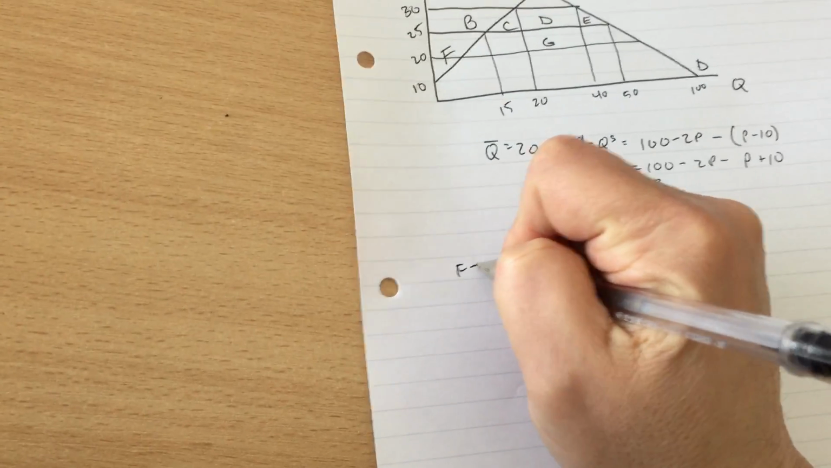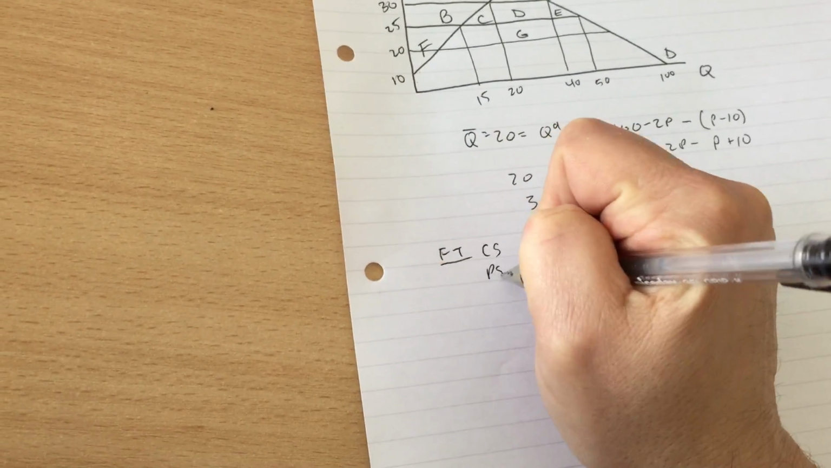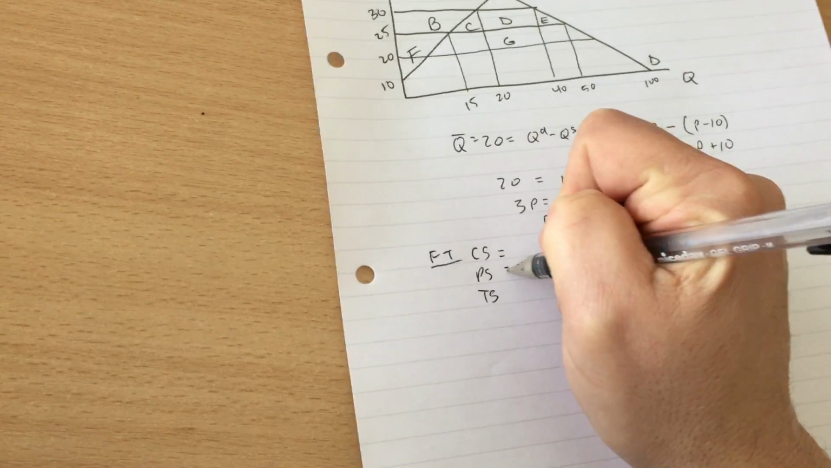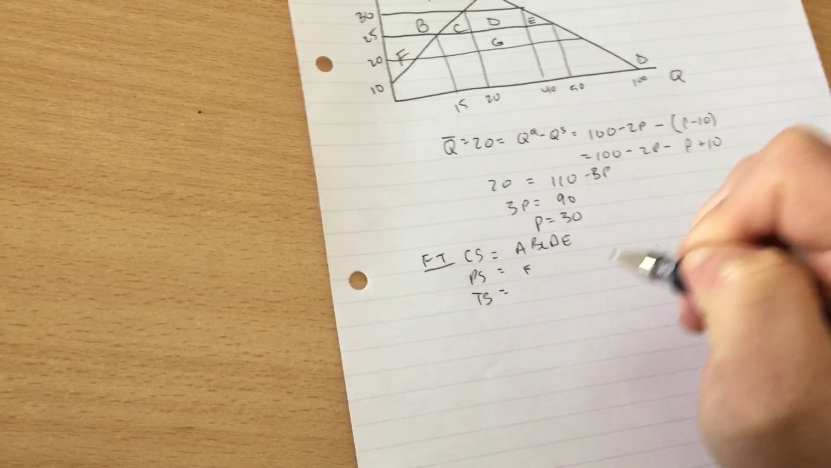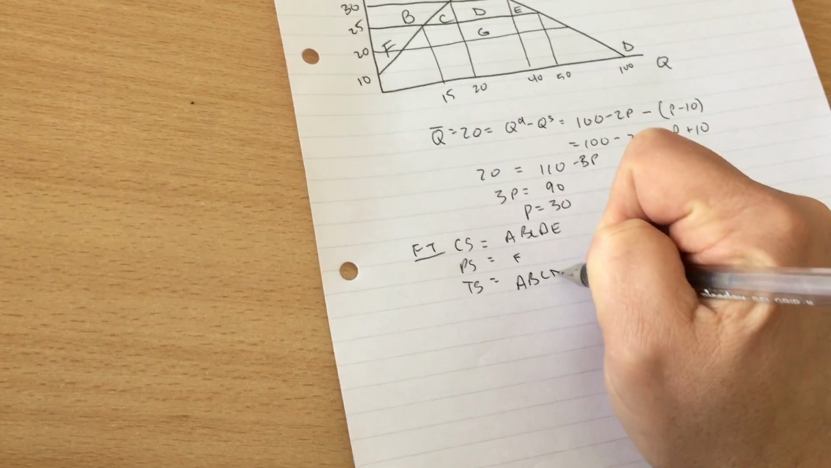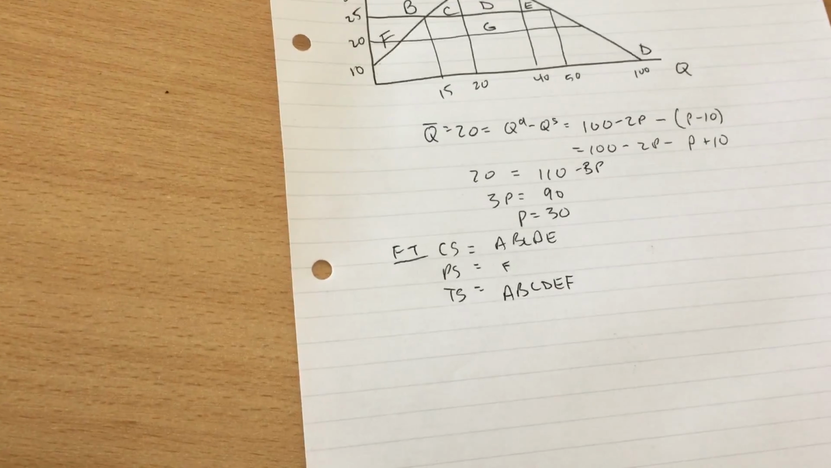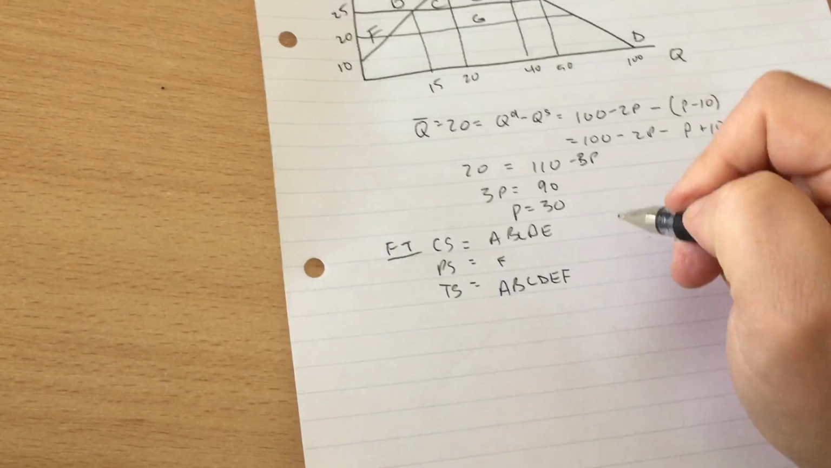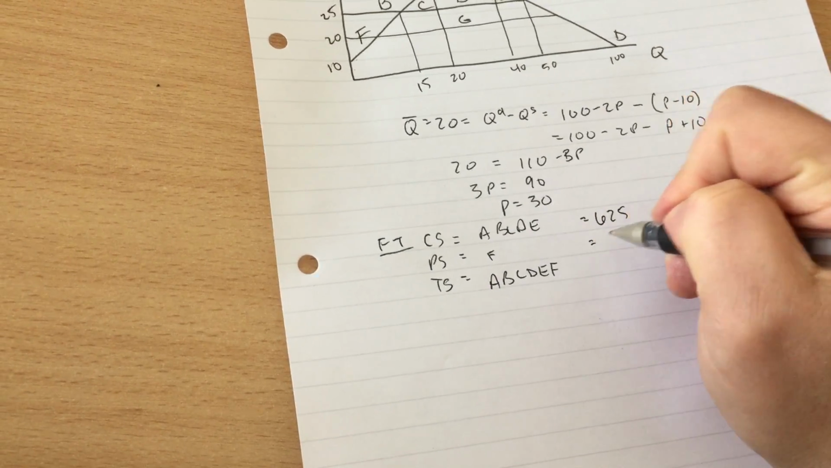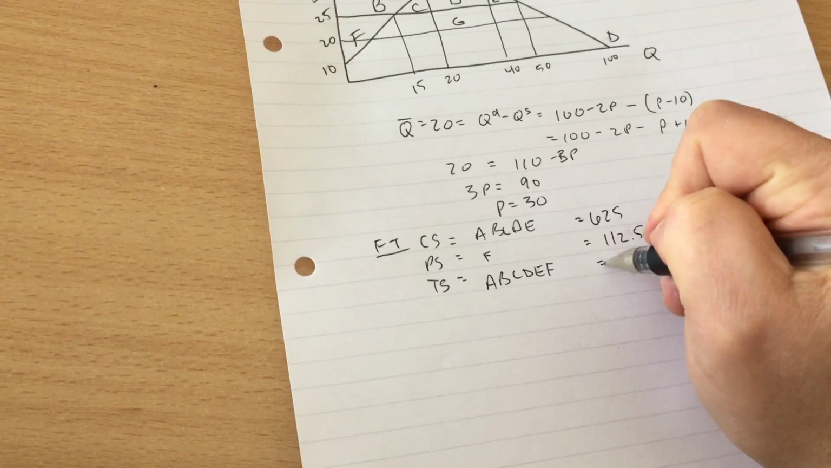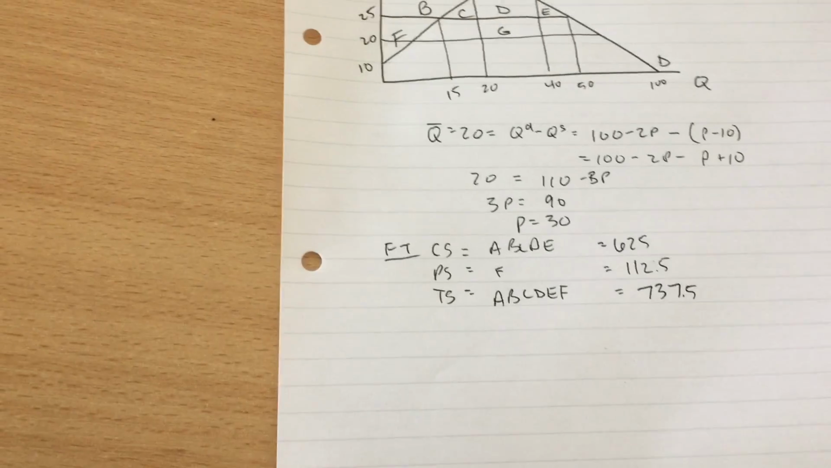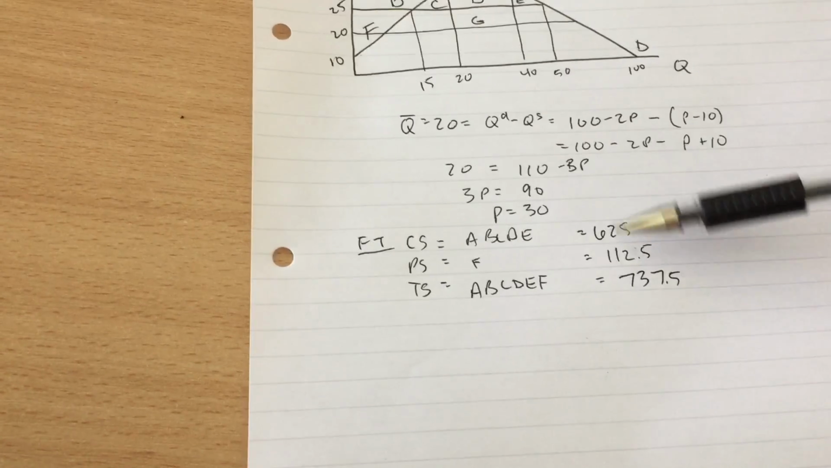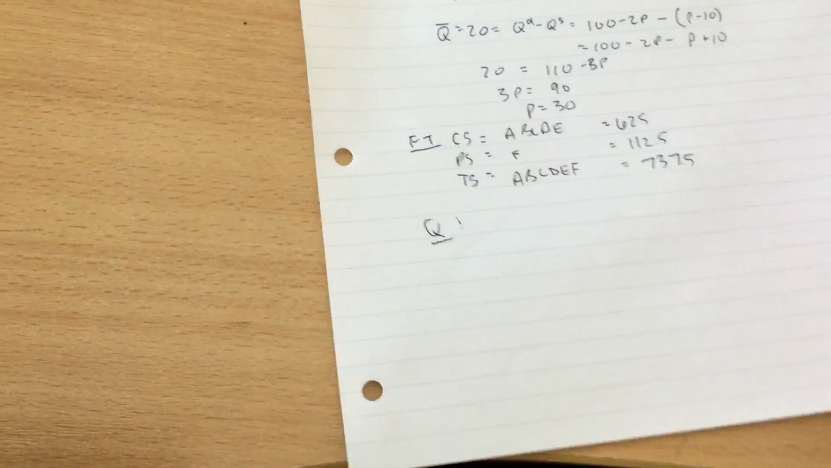So under free trade, consumer surplus, producer surplus, total surplus. Consumer surplus is A, B, C, D, and E. Producer surplus is F. Total surplus is A, B, C, D, E, and F, the two added together. And so the numbers for these are 625, 112 and a half. Add them together and you come up with 737 and a half. And again, look at the answer key on Blackboard if you want to see exactly how to come up with these numbers.